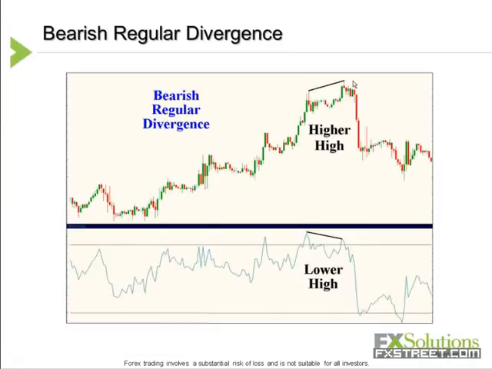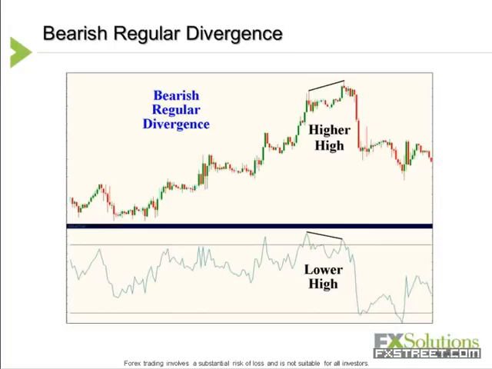Bearish regular divergence is simply, on price, you have a higher high. On the oscillator, you have a lower high. This happens to be the RSI on the bottom here, the relative strength index. So you have a higher high on price, a lower high on the oscillator.